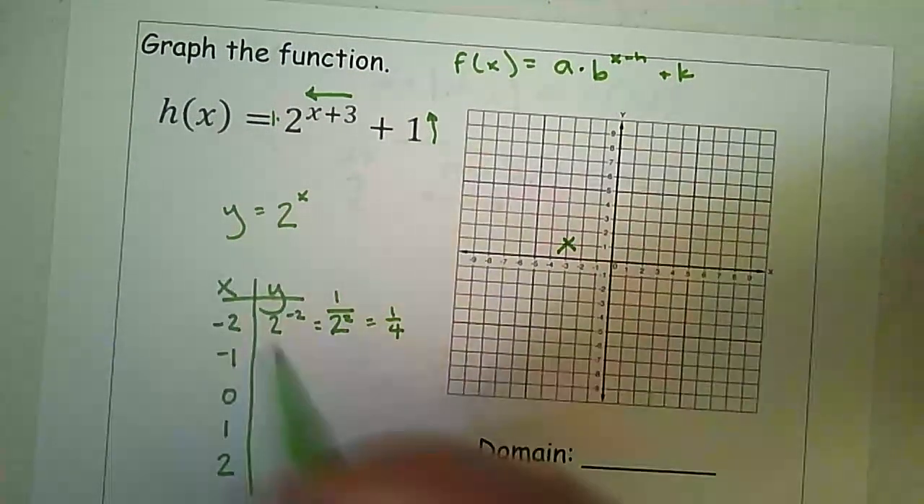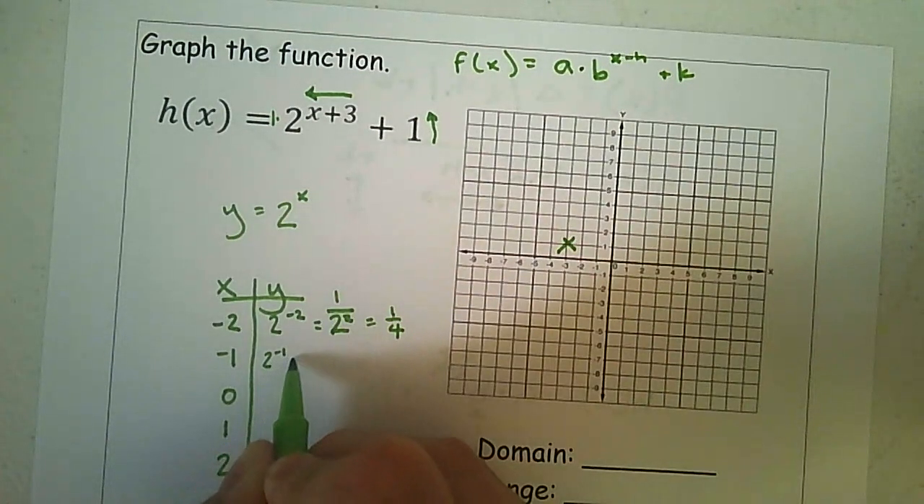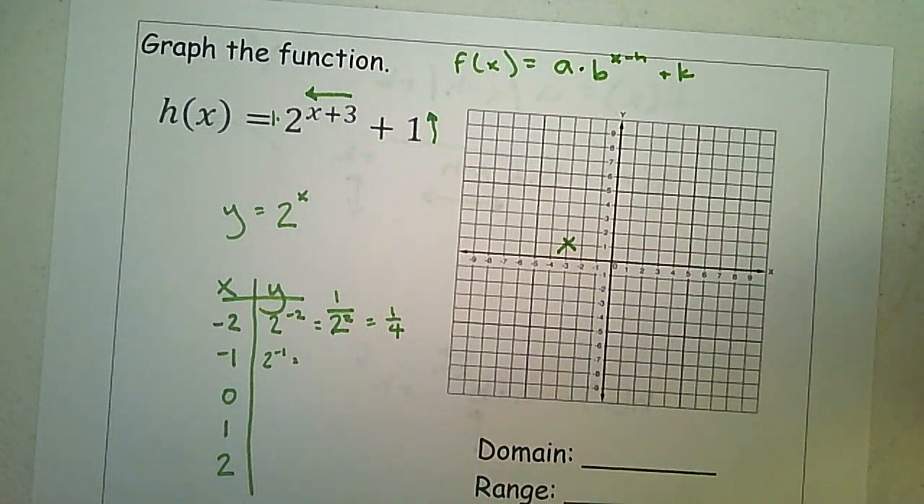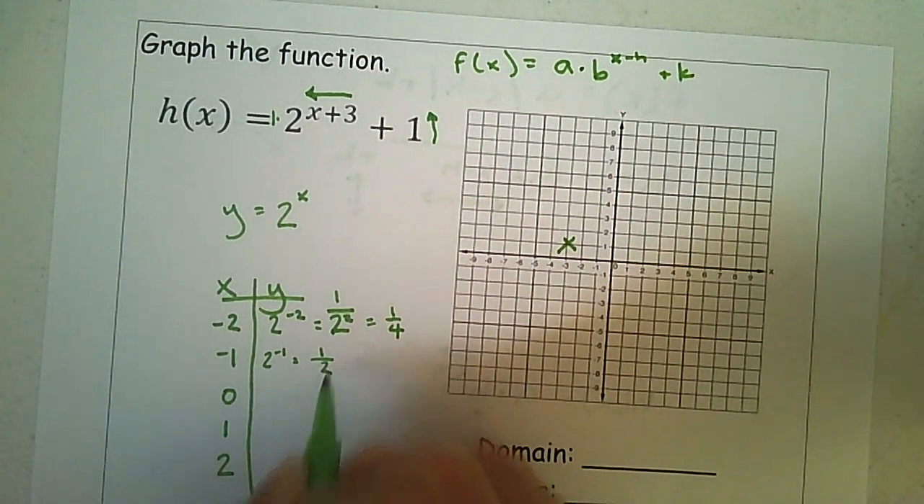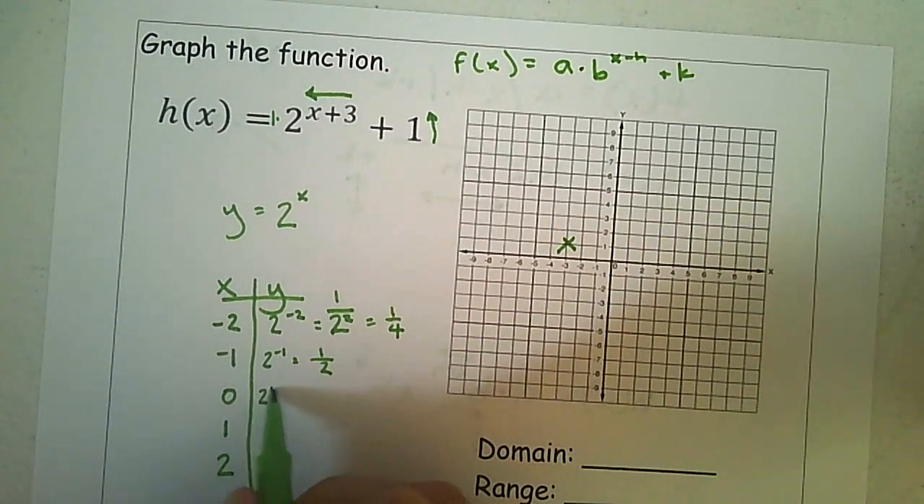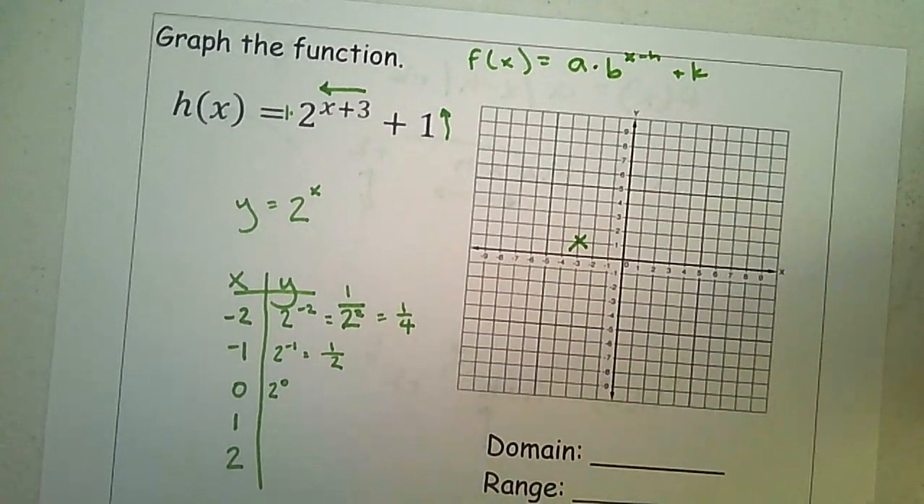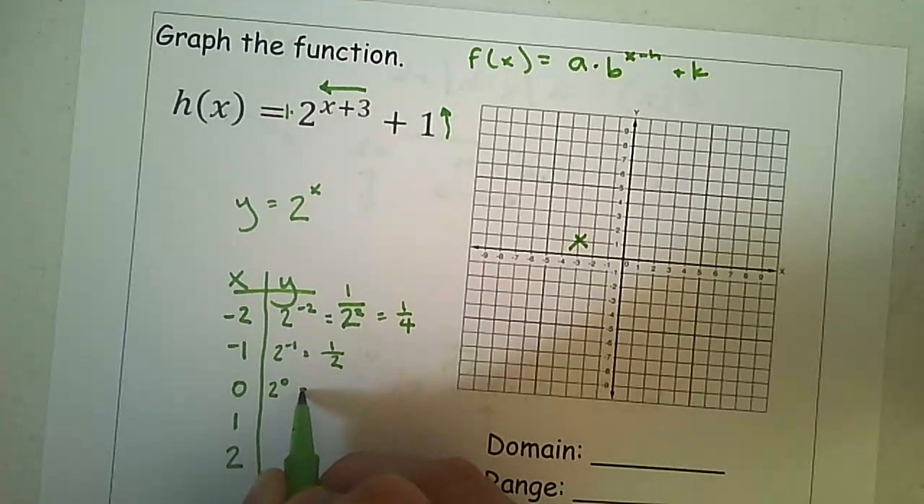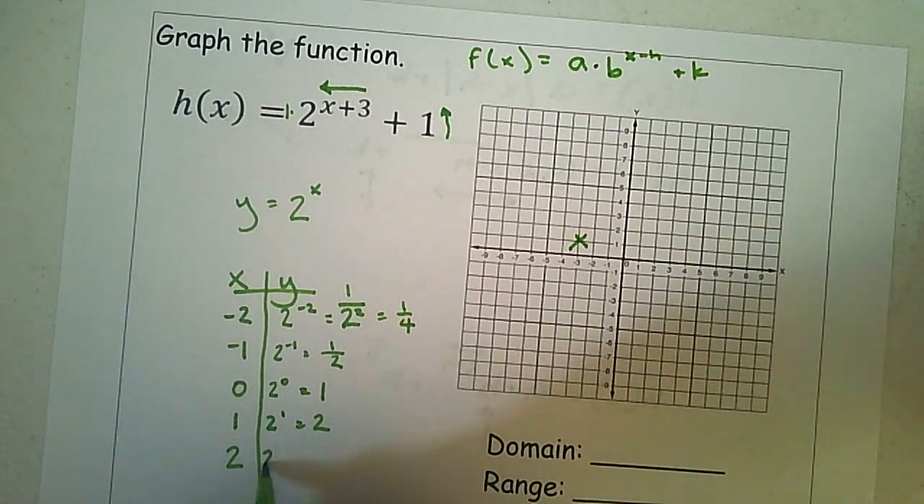Same thing, I'm going to go ahead and plug in my -1. It's going to flip it to the bottom, and 2 to the -1 is really another way to write 1/2. Keep on going. Anything to the power of 0 is just 1. 2 to the first is just 2. And 2 squared is 4.